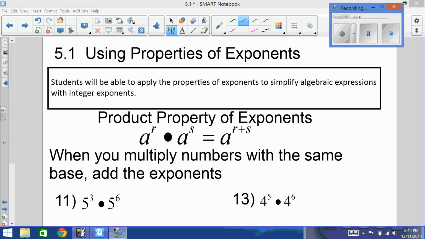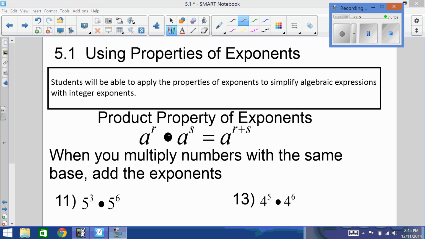In this video, we're going to be talking about the product property of exponents. Your objective is that students will be able to apply the properties of exponents to simplify algebraic expressions with integer exponents. Okay, so let's go over this property real quickly.